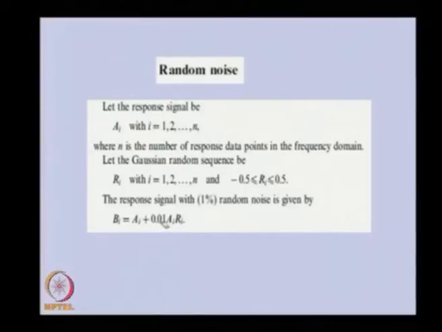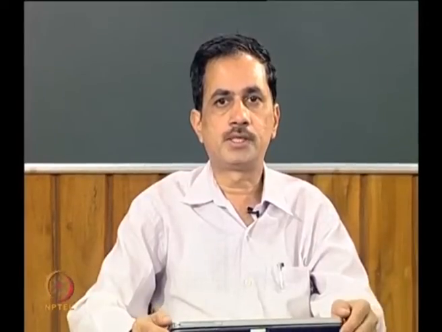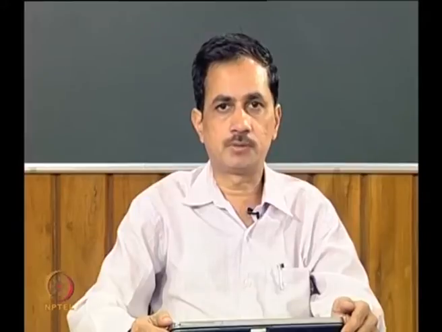This 0.01 corresponds to 1% random noise in the system. If you are adding 2% or 3% noise, this factor will change, otherwise the expression will be the same. This is just to mimic the actual experiment, so we added some noise into the system. Now, we have described the problem completely, and also its finite element formulation.